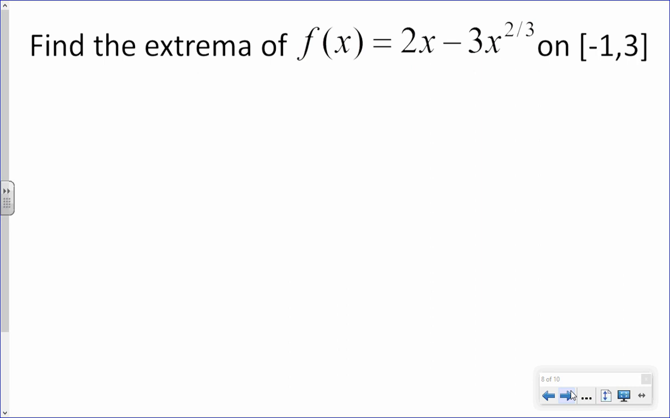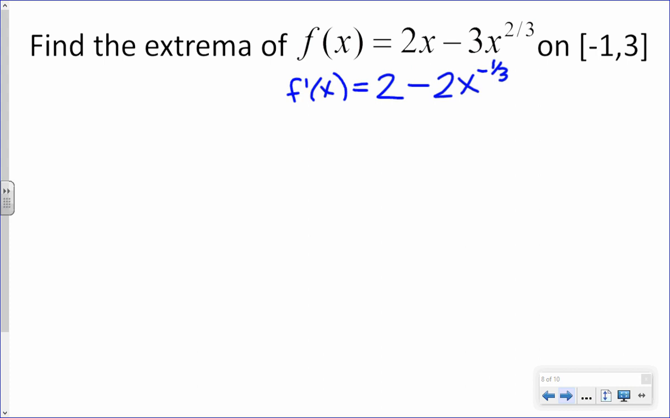Okay, same process. I see the word extrema, or minimum or maximum. I know I need to find the derivative. The derivative is 2 minus 2x to the negative 1/3. We just used the power rule, right? Now, last unit, we would just stop here. That probably would have been a pretty exciting one to get on a quiz or test, right? Not too complicated of a derivative. However, we need to determine where this is 0 and or undefined.